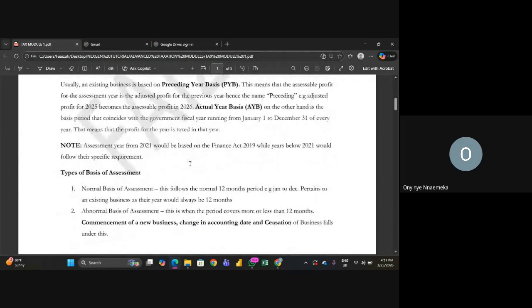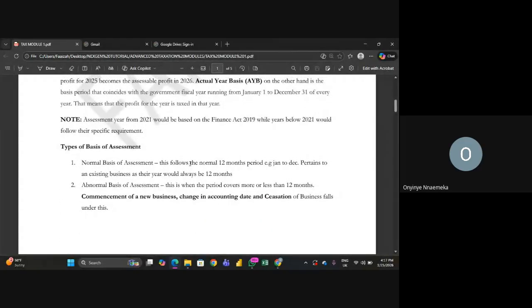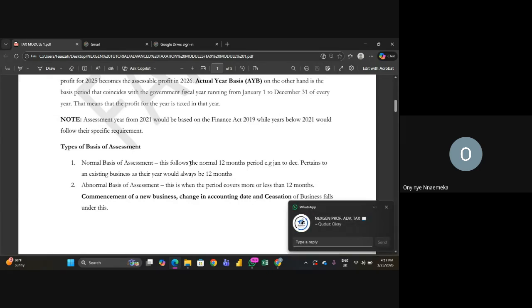So we should note that assessment year from 2021 will be based on the Finance Act 2019, while years below 2021 will follow their own specific requirements. So what we are trying to say here is that Finance Act 2019 and other Finance Acts that came after it actually had some effects. 2019 especially had effects on basis of assessment.